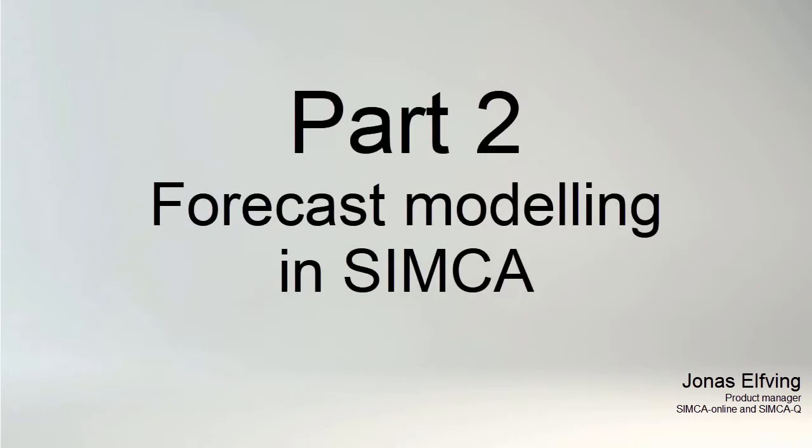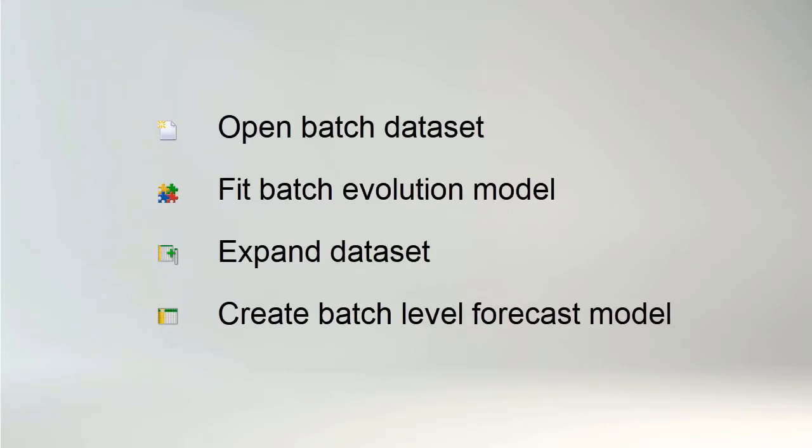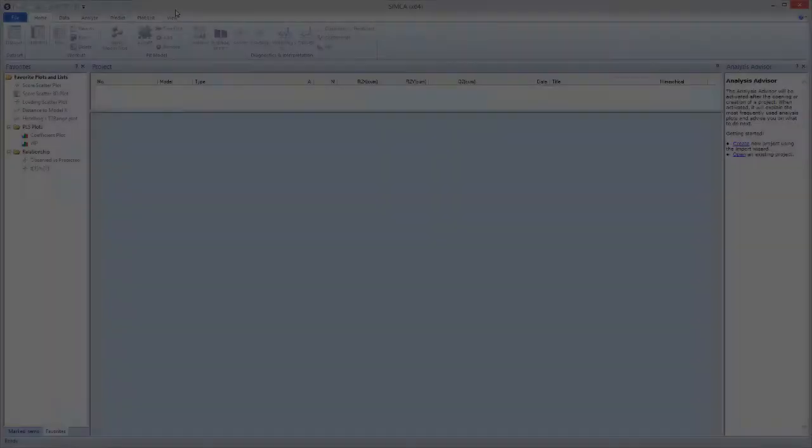To create the forecast model in Simca, you have to open the dataset, fit the batch evolution model, expand the dataset and create and fit a batch level PLS model. I will show you how this is done step by step, and this tutorial with the dataset can be downloaded from the download section for Simca Online.